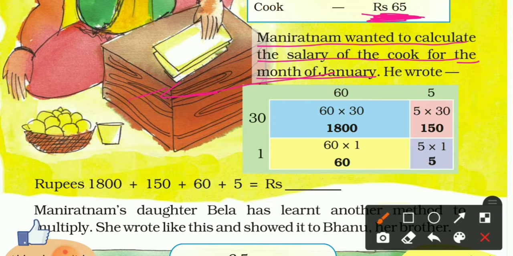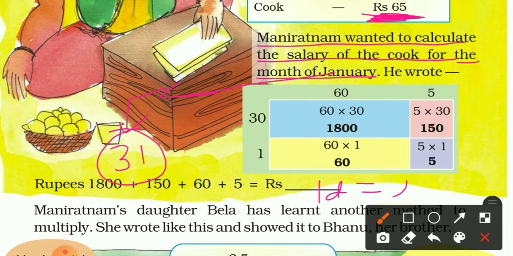First, here you have to know that January has 31 days. So now he is going to find the cook's salary for the 31 days. So for that, what do we have to do? Yes, for one day he is getting how much rupees? The cook is getting 65 rupees, right?